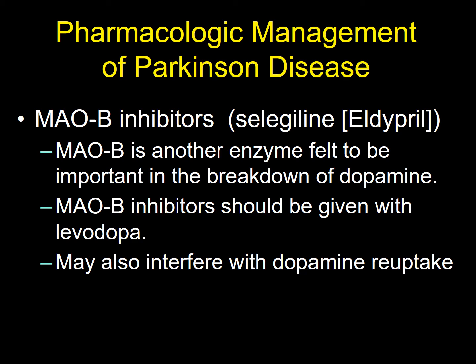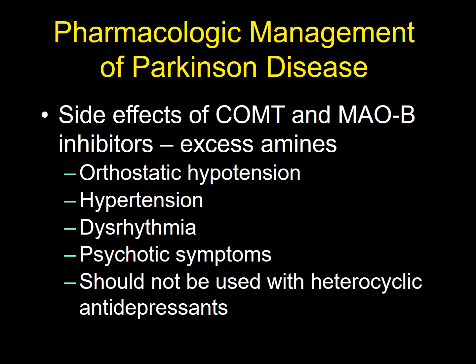So this old-time drug Eldepril, this is selegiline, and selegiline has been used in Parkinson's disease for a long time. It's not nearly as toxic as the COMT inhibitors, and for that reason, not as effective either. But it's a safer drug. It's usually more of a go-to drug earlier on. It should also be given with Sinemet. And that's what it does. It ultimately increases the amount of dopamine available.